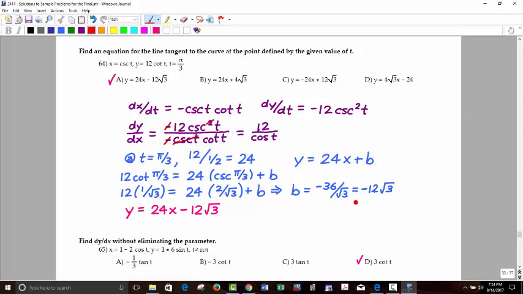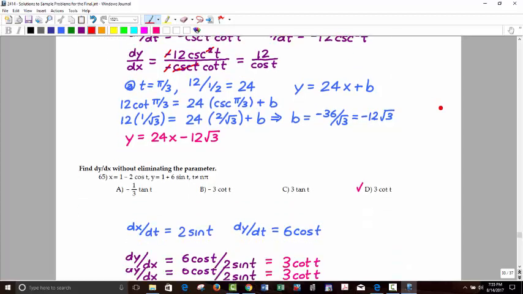But to match these answers, I did need to rationalize that denominator, meaning multiplying top and bottom by square root of 3 over square root of 3, which will give you a 3 on the bottom. 3 goes into 36 12 times and leaves that root 3 on top. So b is negative 12 root 3. And we already know that's going to be y equals 24x, so we just found b. So our equation is going to be y equals 24x minus 12 root 3, which is answer A.